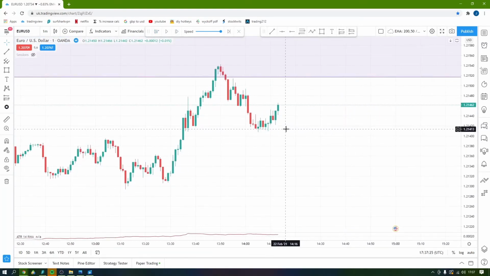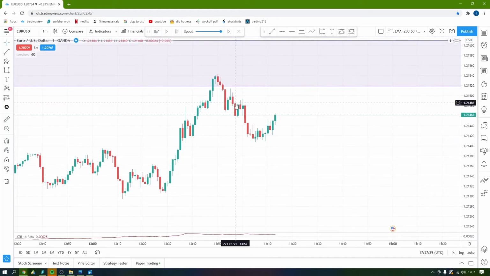My entry was at 218, so just here. As you can see, price has come down from this peak up here when we began to fill this imbalance and come down here to test this area that we had here.